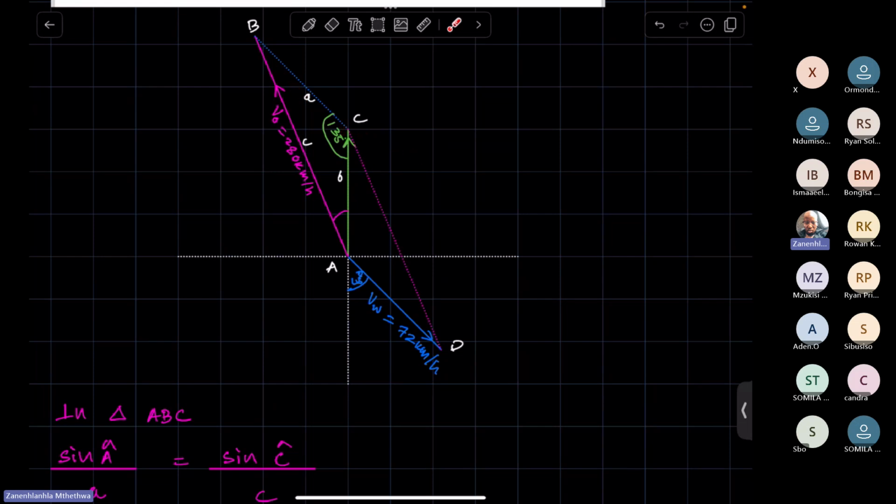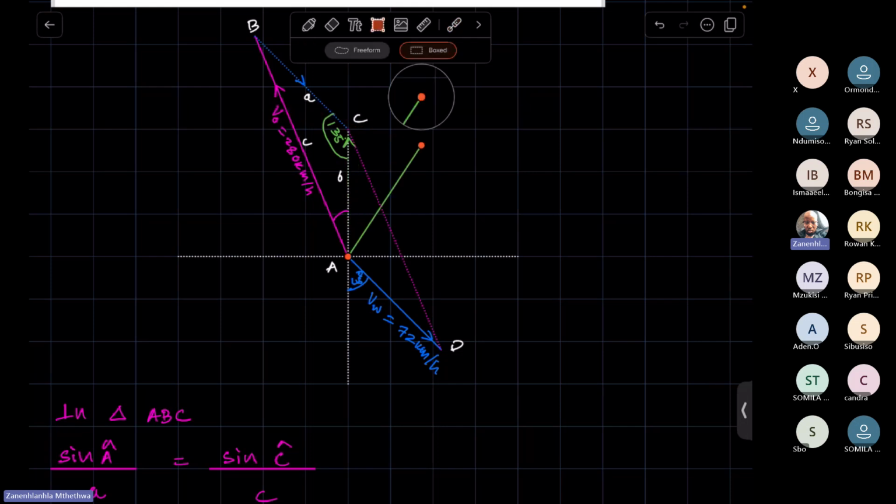So this here is going in that direction. This is going in that direction, right? So if we're flying such that we are trying to fly directly north, this wind vector would blow us. So from here, we will be blown in that direction.